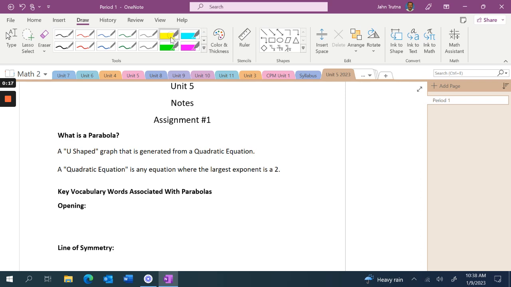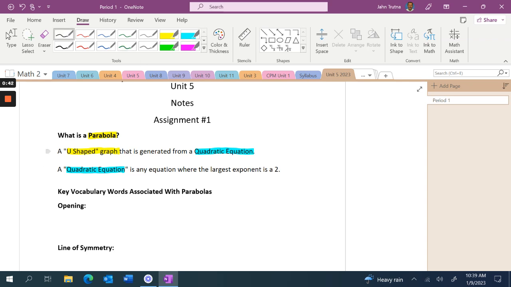So there's some definitions going on here. We have a parabola. You need to know what that means. It is a U-shaped graph. Okay, and it is generated from a quadratic equation, and you need to know what a quadratic equation means. So a quadratic equation, as you can see, is any equation where the largest exponent is a 2.